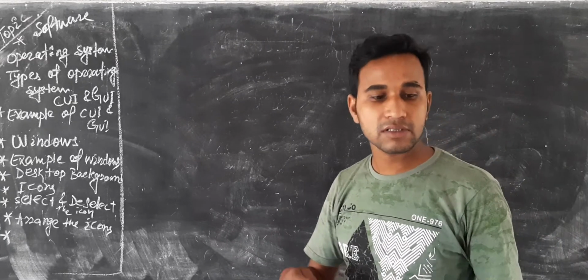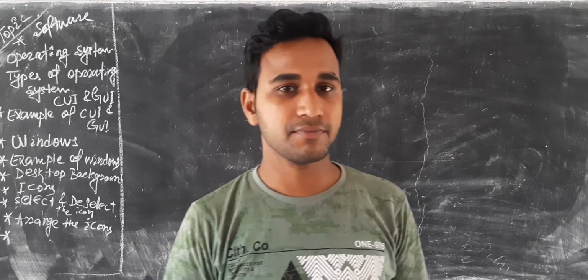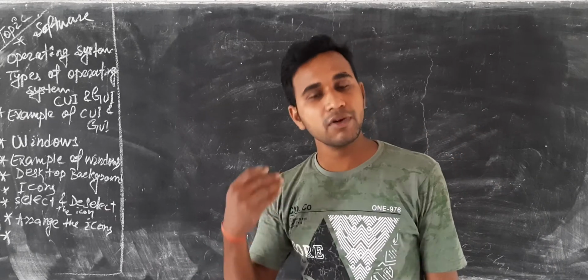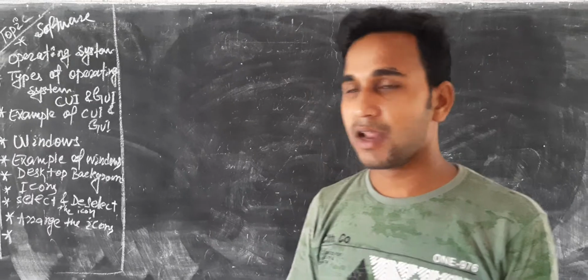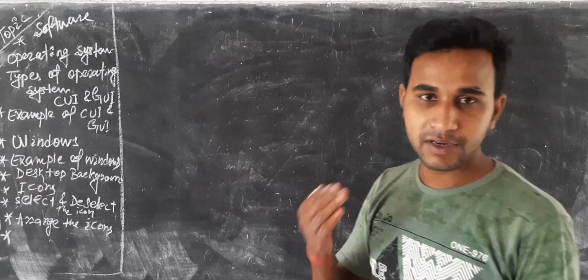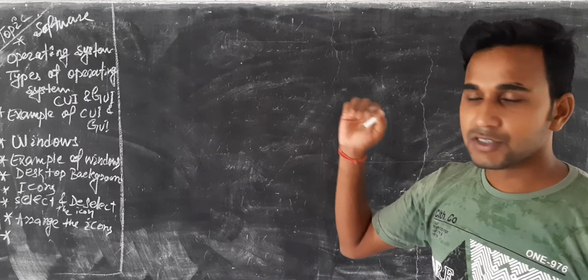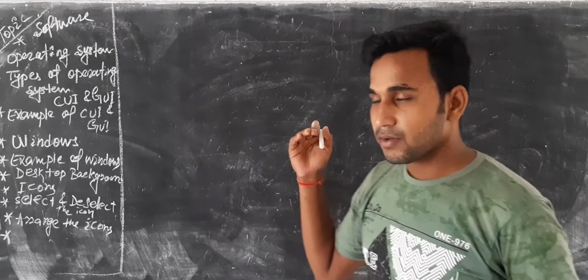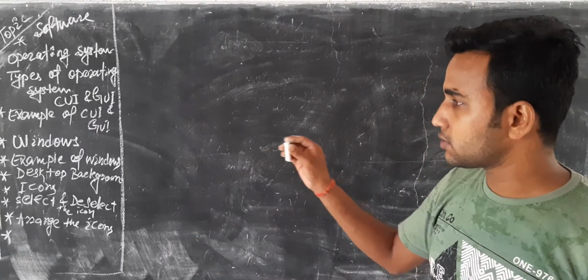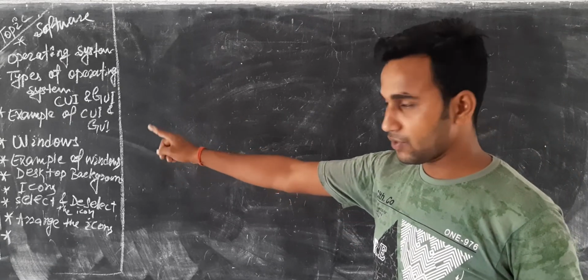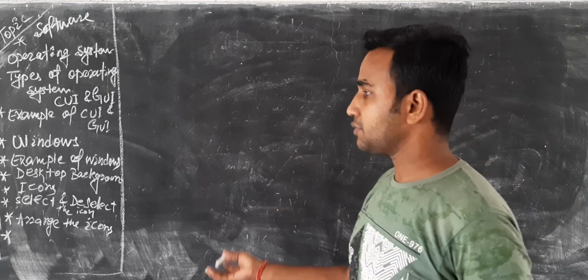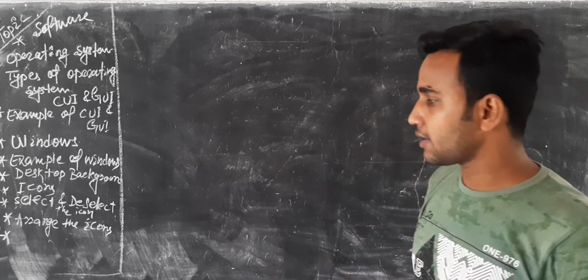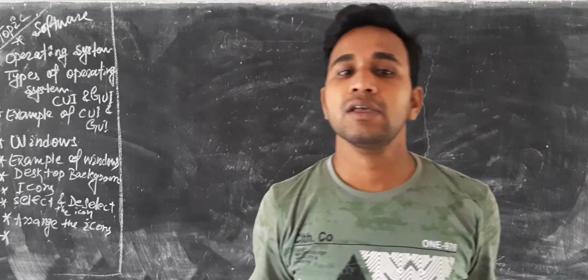In the last class we discussed what software is. Today we will discuss the types of software and what an operating system is, the types of operating system, and examples of CUI and GUI. After this we will learn about Windows: the desktop, background, icons, selecting and deselecting icons, and arranging icons. These types of questions will be covered.